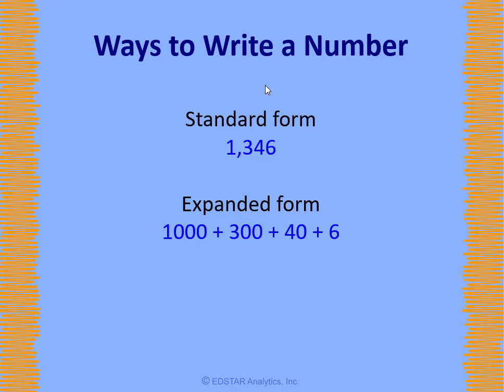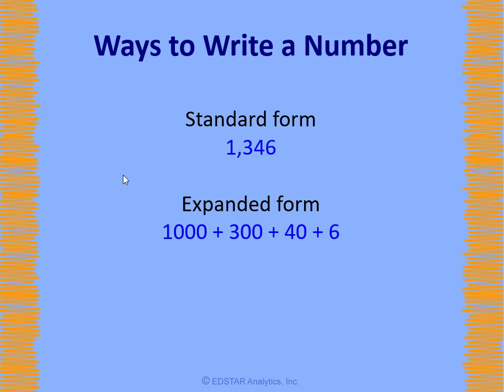And remember, back when you learned about place value in earlier grades, you had the standard form, which is just the regular way a number is written, like 1,346. And then you could expand that into the place values, where the 1 is really 1,000 because it's in the thousands place. The 3 stands for 300. The 4 is really a 40 because it's in the tens place. And 6 ones.